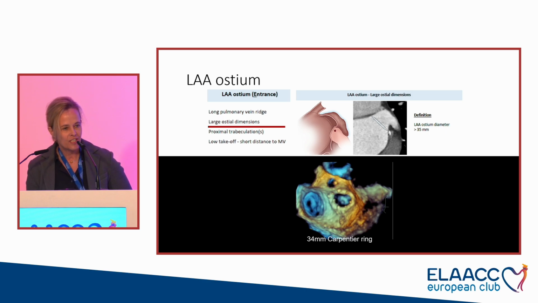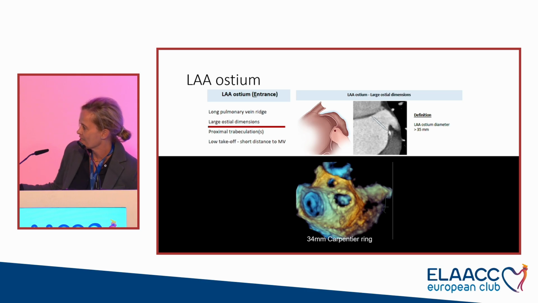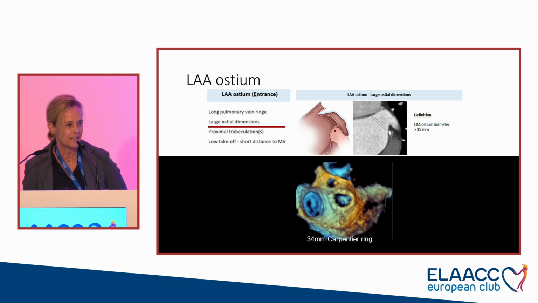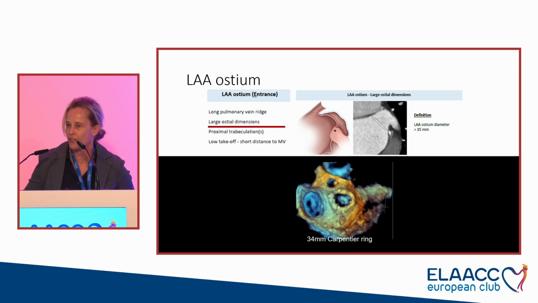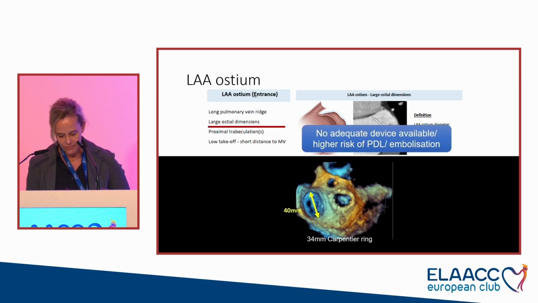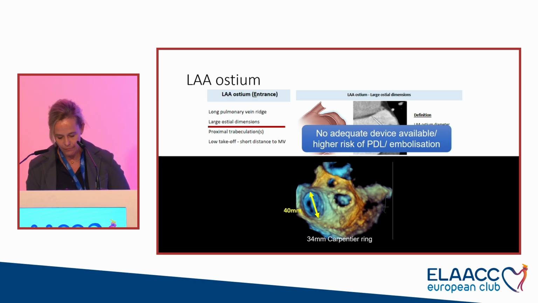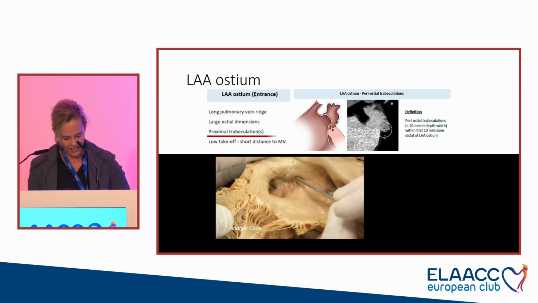Large ostium dimensions: I don't know about your experience, but this is the only case I found in my database which really had such a large ostium. This was 40 millimeters. You can get an impression because there is a 34 millimeter Carpentier ring in place, and you can imagine how big the ostium of this patient is. This is the only one where the ostium exceeded 40 millimeters that I found. So what happens with these patients? In a case like this, we don't have an appropriate device available to close this left atrial appendage, and we might have a higher risk of PDL formation and embolization.